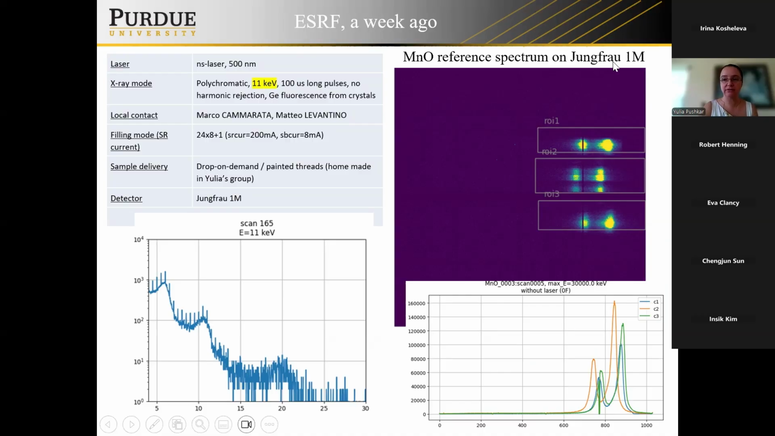So this is Jungfrau 1M, and you see European people connected with this Jungfrau project, which has been around for at least under 10 years. This has several modules, so it's pretty big. We don't need that big; we can have just 1 or 2 tiles. And this is the concentrated MnO reference spectrum.